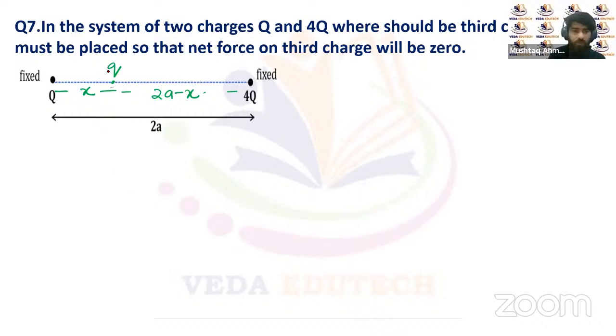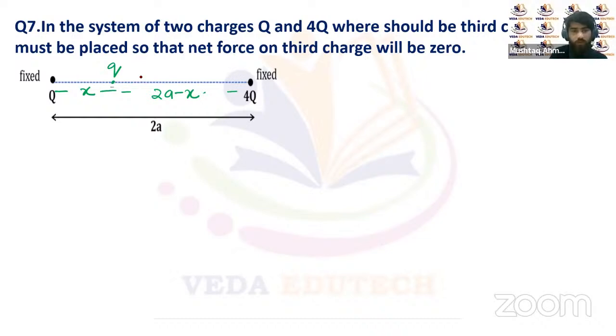If this charge is a positive charge, it will be repelled along this direction and also along this direction, so it can remain in equilibrium. And if this charge is a negative charge, then it will be attracted towards this charge and also attracted towards 4q. So once again it can remain in equilibrium. Let's suppose the charge is q, and we have to find the distance x at which it will remain in equilibrium. So the net force on this charge should be equal to 0.